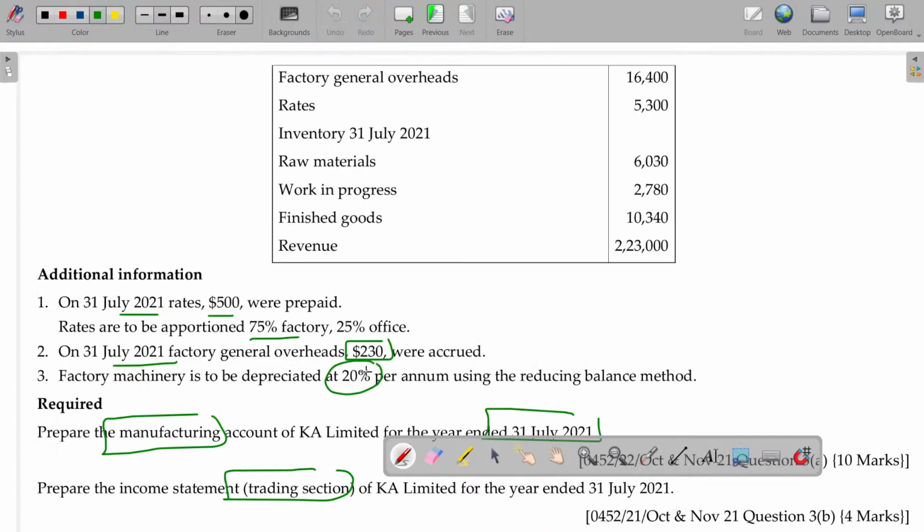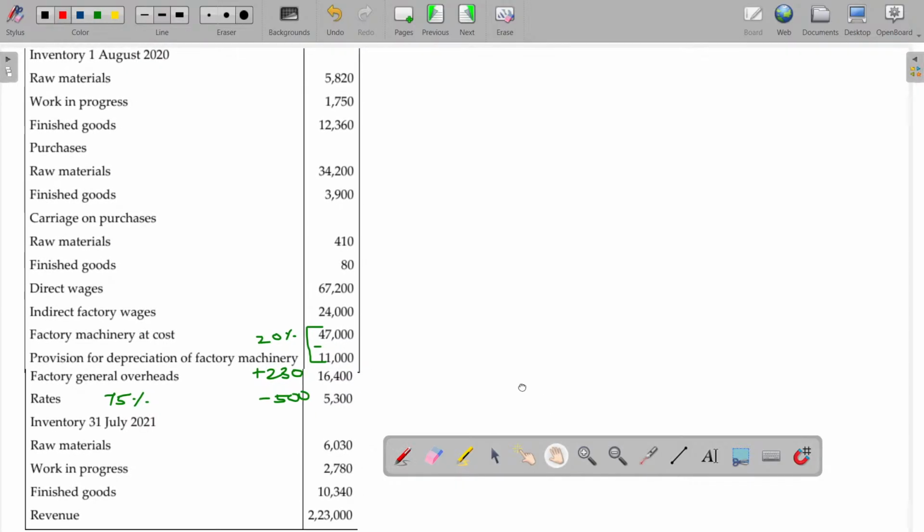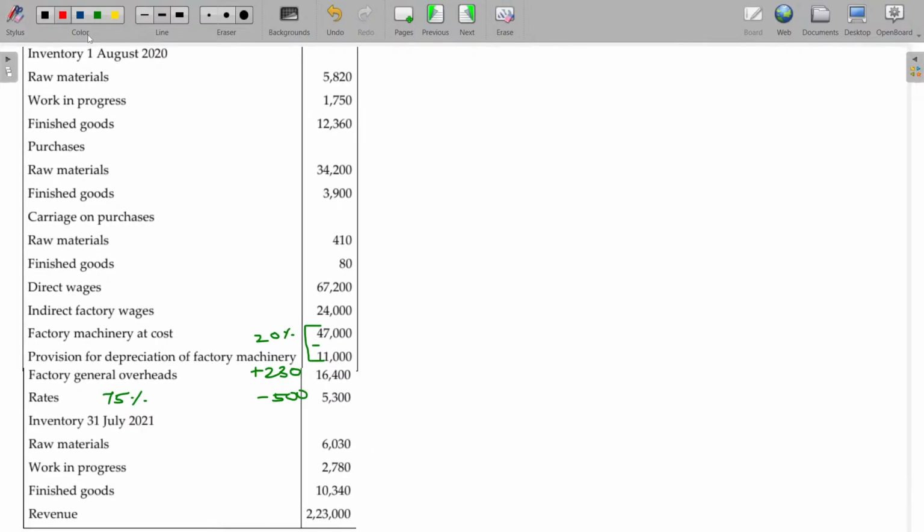Factory machinery is to be depreciated at the rate of 20% per annum using reducing balance method. In this factory machinery, subtract the provision for depreciation and then calculate 20%. That's all. So we can calculate the manufacturing account here. Manufacturing account.